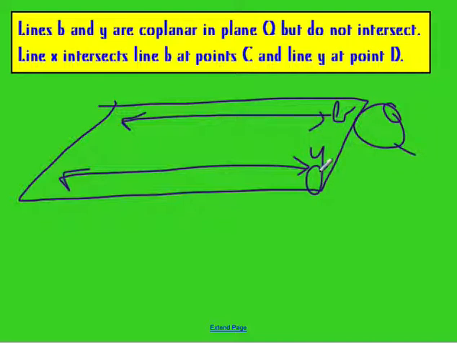Line X intersects B at point C and line Y at point D. So it's going to intersect both lines. So here's line X, right here. So it's going to intersect B at point C, so that point's labeled C, and this point's labeled D. So you're going to be using some of those definitions on your practice today.